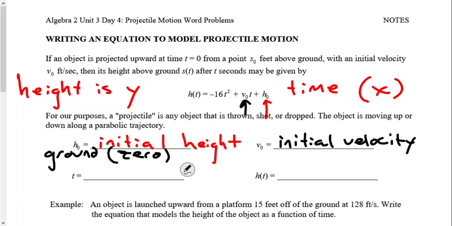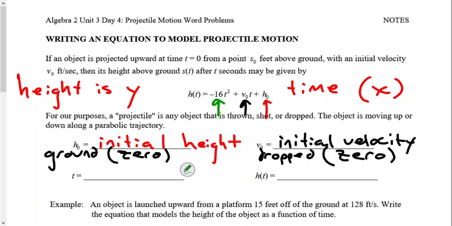If it says it was dropped, that implies 0. If it says thrown down, your initial velocity will actually be negative. Okay? Thrown up, the initial velocity is positive. Okay? You'll notice this negative 16 t squared. That never changes. What do you think that represents?